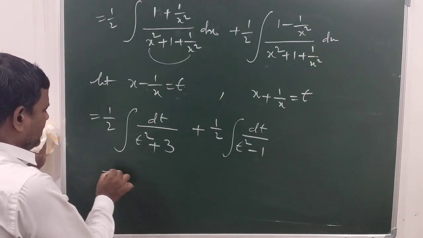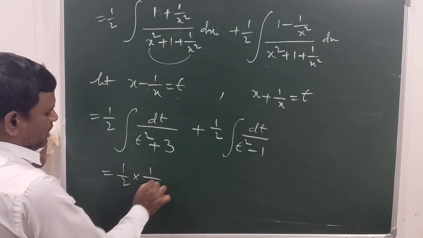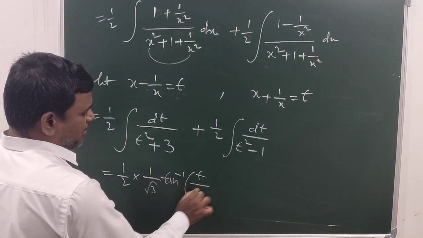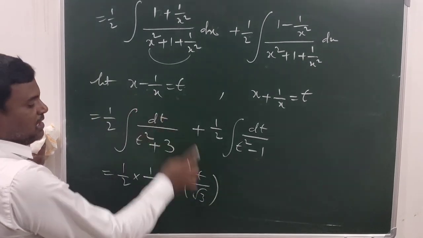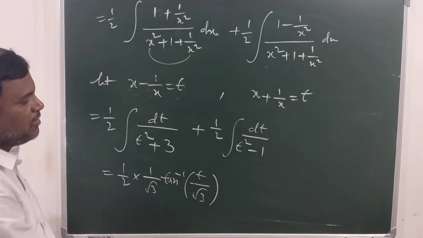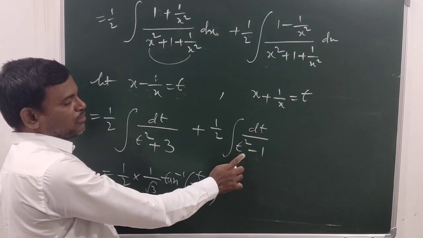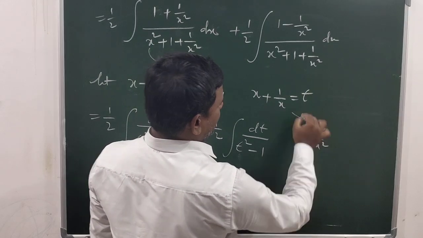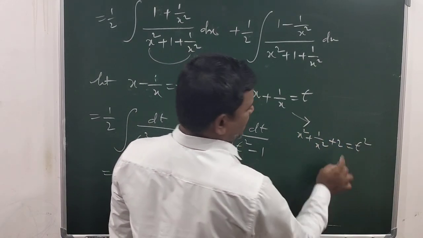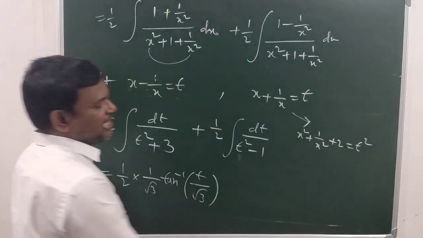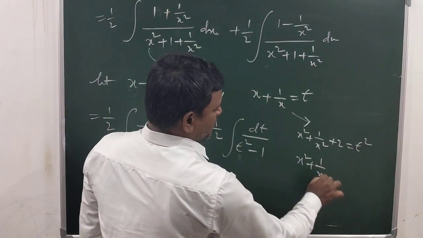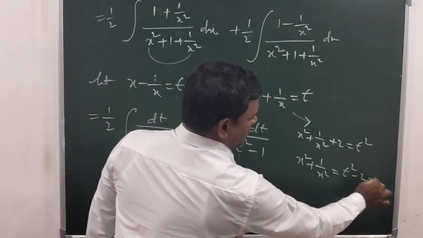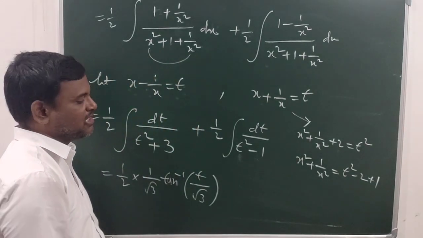You know how to integrate this. 1 by 2. So here 1 by a, tan inverse of x by a. So t by root 3. In the place of t, write x minus 1 by x. But what about this? How does it look? If you take square on both sides, x square plus 1 by x square minus 2 is equal to t square you will get. When you transfer 2 to the right side, t square plus 2. But what is there? Plus 1 is there. If you add plus 1, it becomes t square minus 1.